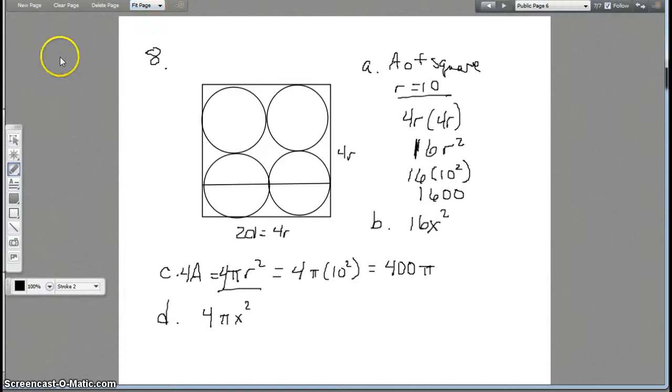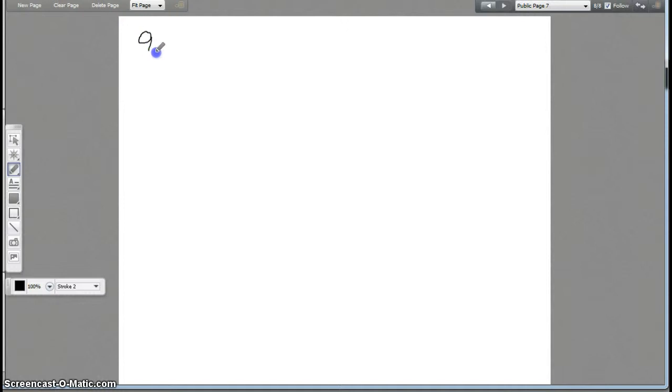Okay, that was problem number 8, which is very similar to problem number 15 that you have in your homework. In problem number 15, you have just one circle inside of a square. Okay, let's look now at problem number 9.